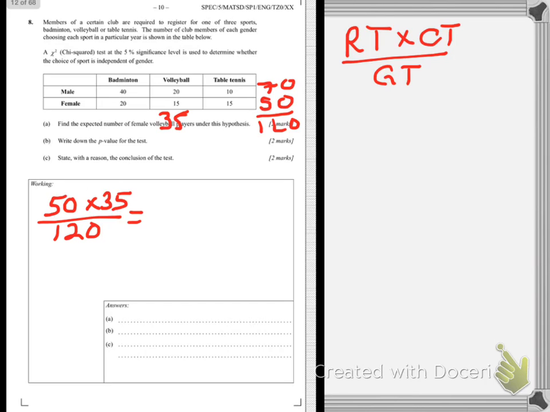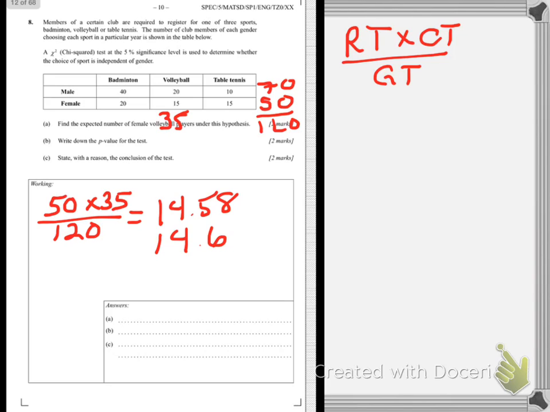So 50 times 35 divided by 120 gives me 14.58. And so if I go to 3 sig figs, that would be 14.6. There's no units, okay? Now it says write down the p-value.